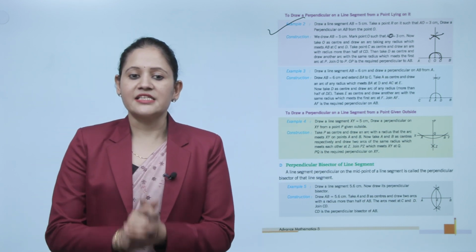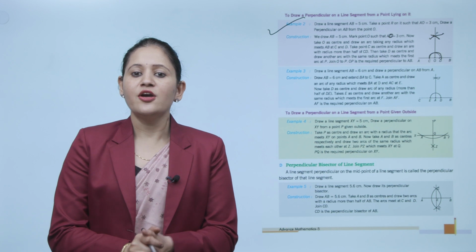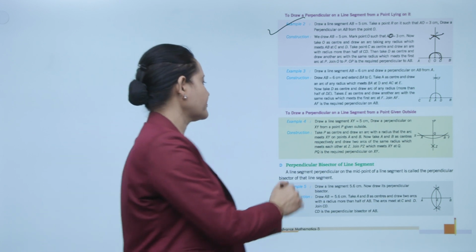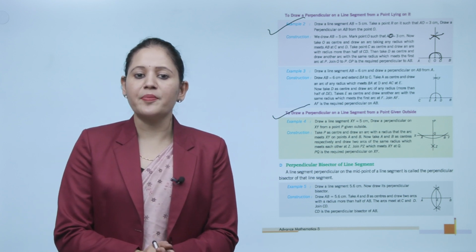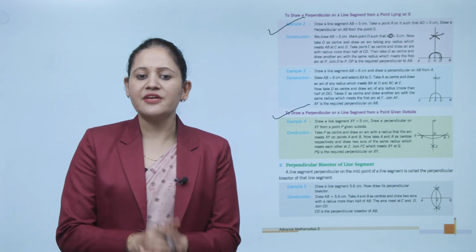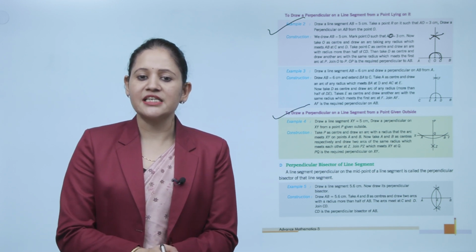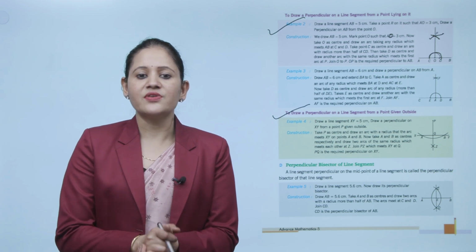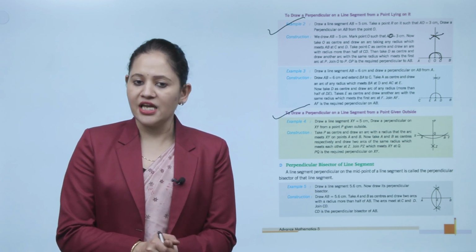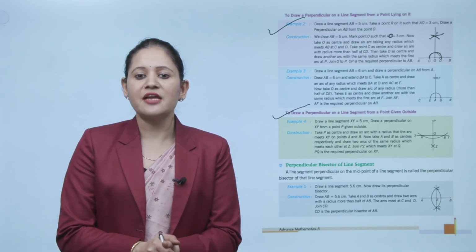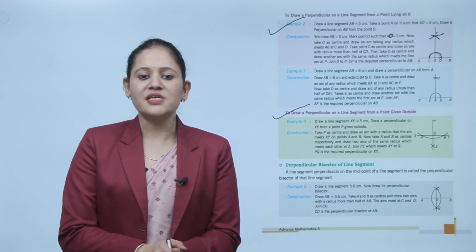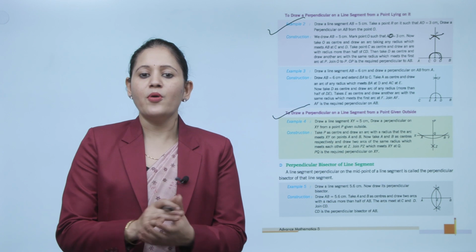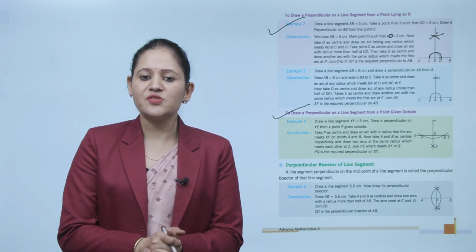Clear? Next, to draw a perpendicular to a line segment from a point given outside. Draw a line segment XY 5 cm. Draw a perpendicular on XY from the point P given outside. Construction: take P as a center and draw an arc that meets XY at points A and B. Now take A and B as centers respectively and draw two arcs with the same radius which meet each other at Z. Join PZ, which meets XY at Q. PQ is the required perpendicular of XY.